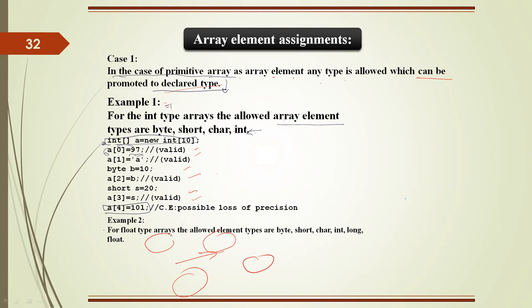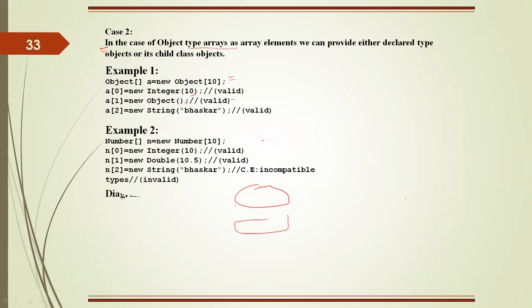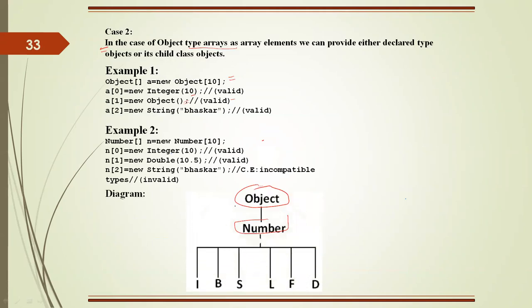For the float type array, the allowed element types are byte, short, char, int, long. Inside a float type array you can use these. If you are using an int type array, then you can only allow the smaller ones. In the float array, byte is allowed, short is allowed, char is allowed, int is allowed, long is allowed. This is the example. Perfect. So now case two.